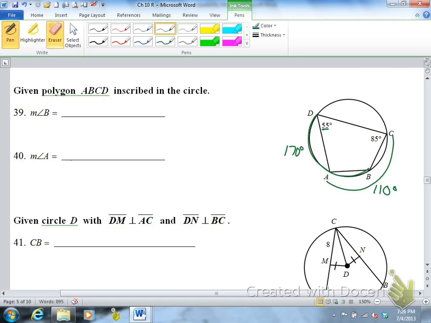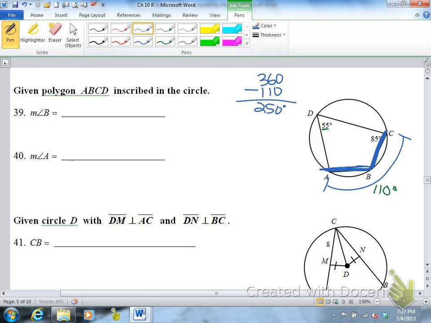Actually, maybe we'll look at it this way. If you're trying to find measure of angle B, measure of angle B is this angle. Notice that the intercepted arc is the major arc ADC, all the way around. We know that this arc, from C to B to A, is 110. So let's put this 170 on hold. The rest of the circle is 360 minus 110, which would be 250 degrees. That's the remaining arc, the major arc ADC.